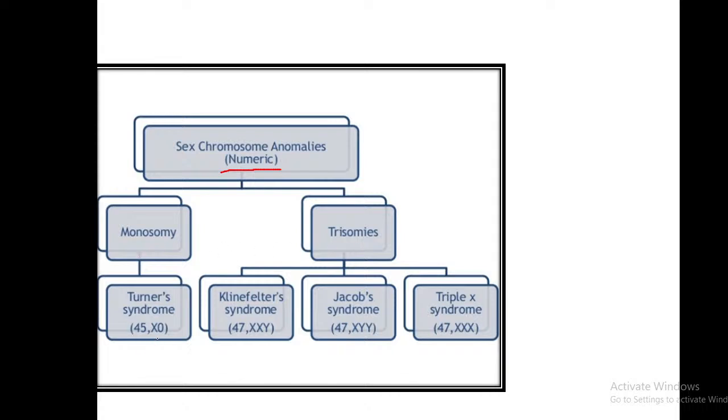That means XO, a missing X chromosome, is known as Turner syndrome, and this is Klinefelter syndrome. Trisomy means +1. Here you can see it can be XXY or XYY. Trisomy means +1. Monosomy means -1. Monosomy is -1 and trisomy will be +1.